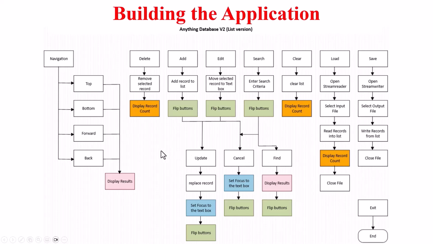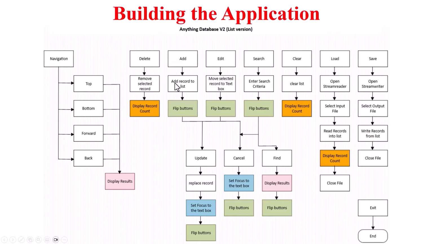So when we start thinking about it, we want to be able to navigate through the records. That means going to the top, bottom of the file, going forward, going backwards. And each time we do that, we want to display the results so we can see what's out of the file at any given time. We want to delete a record. So if we're sitting on a record, we want to delete it. We want to do this functionality here.